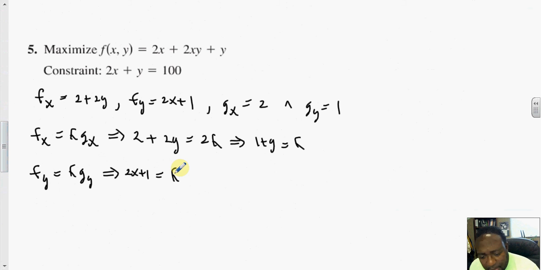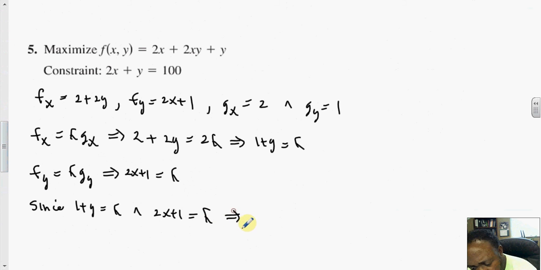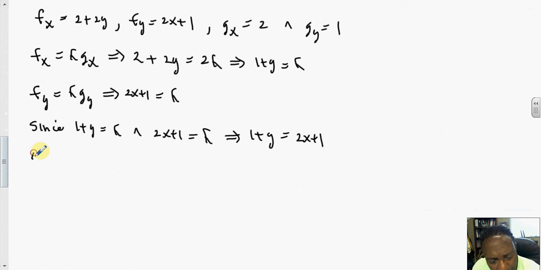Well, since 1 plus y is equal to lambda and 2x plus 1 is equal to lambda, by the property of symmetry, we have 1 plus y is equal to 2x plus 1. And if that be the case, then y is equal to 2x, right?